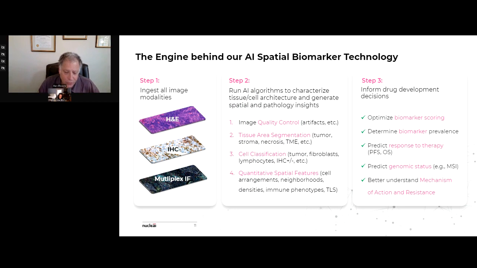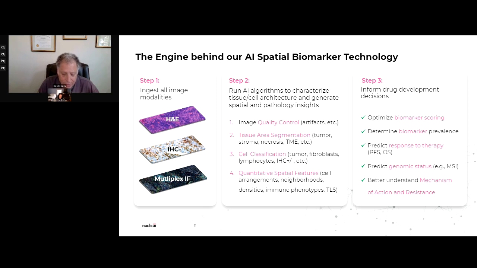Let me briefly describe the engine behind Nucleai's spatial biology technology. The first step is to ingest a digitized slide. The slide can be an H&E slide, an immunohistochemically stained slide, or a multiplex immunofluorescence slide.